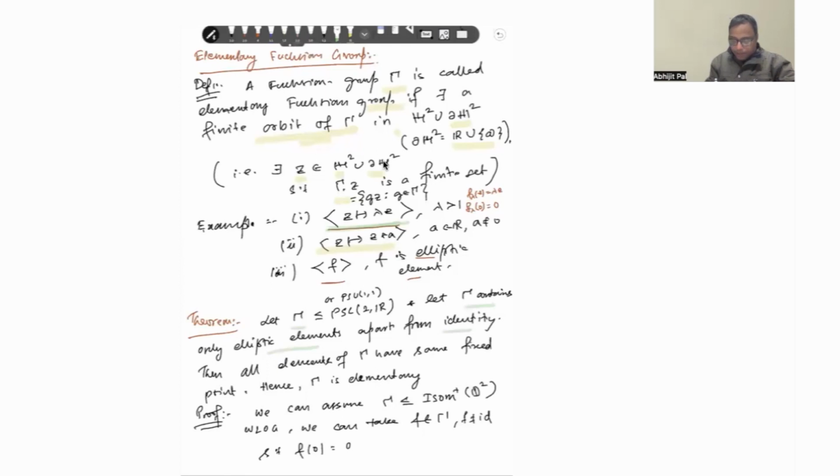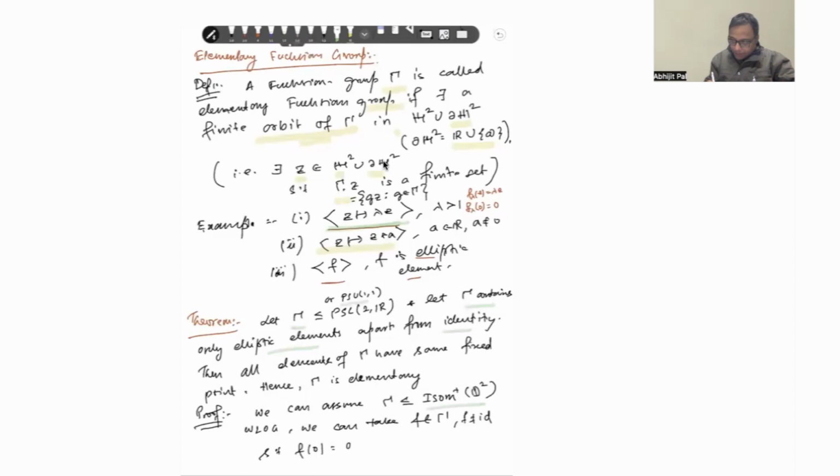So either you can take this gamma to be a subgroup of PSL(2,R), and PSL(2,R) is isomorphic to PSU(1,1). So I can take this gamma to be a subgroup of PSU(1,1). And PSU(1,1) is the orientation preserving isometries of this unit disk model of the hyperbolic plane. So therefore, gamma is a subgroup of that.